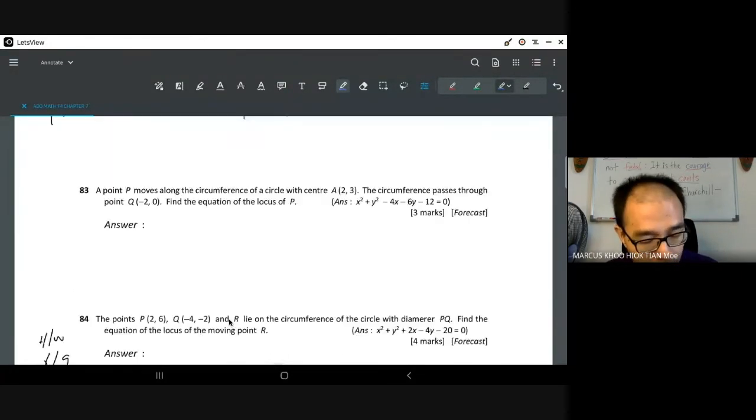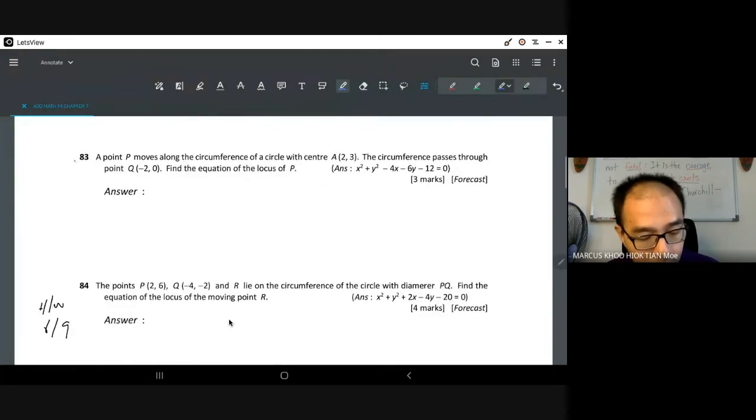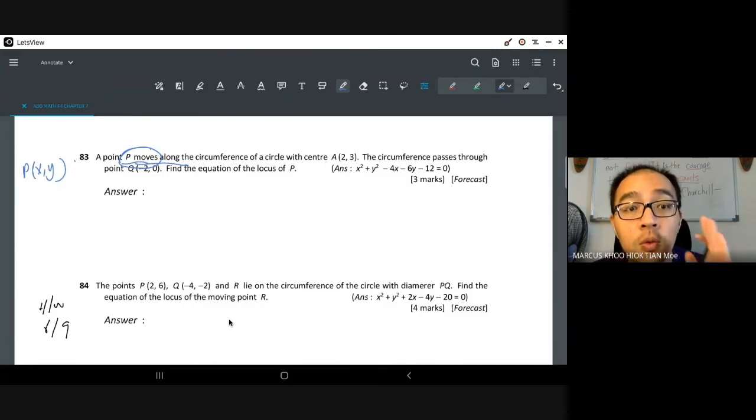All right, let's do question number 83. A point P moves along. Once again, P moves along means that P is the locus. So if it is a locus, P(x, y). No need to think, definitely P is unknown. With a circumference of a circle with center A(2, 3). So that means this is the fixed point.